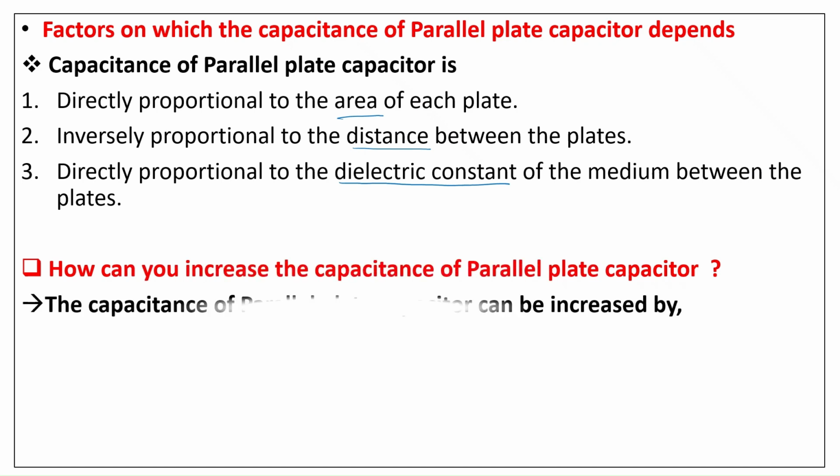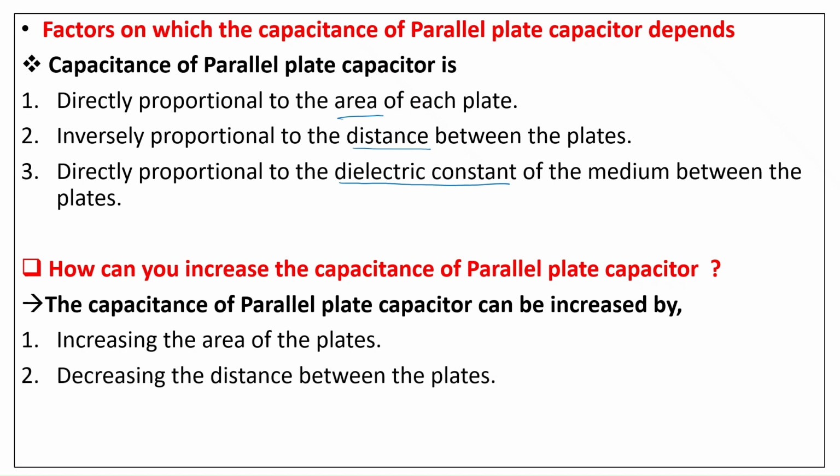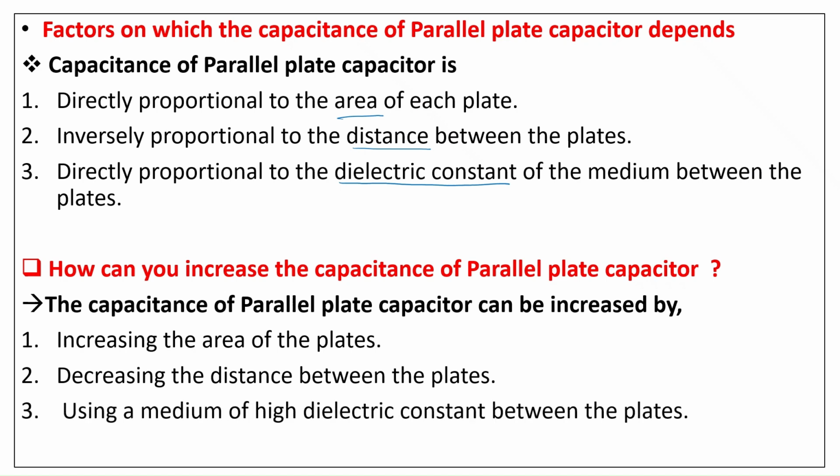How can you increase the capacitance of parallel plate capacitor? The capacitance of parallel plate capacitor can be increased by 1. Increasing the area of the plates. 2. Decreasing the distance between the plates. 3. Using a medium of high dielectric constant between the plates.